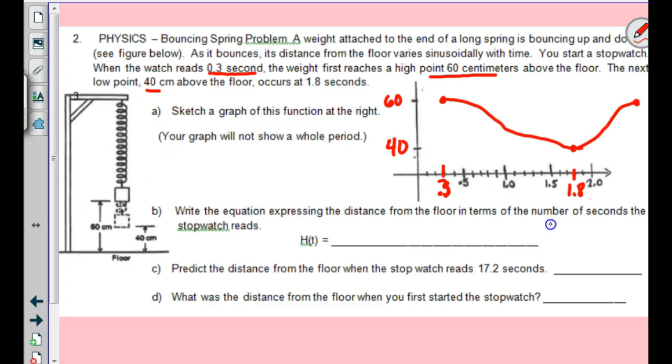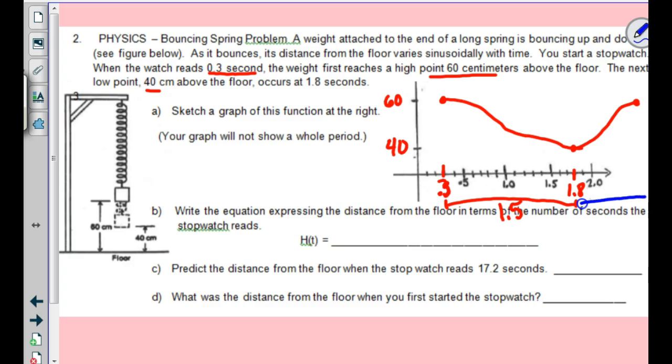Okay. How long did it take to do this half a period, guys? From 0.3 to 1.8 is how far? 1.8 minus 0.3 is 1.5. Is the period 1.5 then? It's 3 because it's twice that long. So that's half a period.